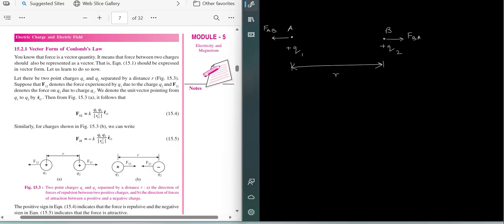We need to understand that this force acts along the line joining the charges. It's not acting, let us say, here or somewhere else, but along the line. Because these two are like charges, the forces are in opposite directions, leading them away from each other.